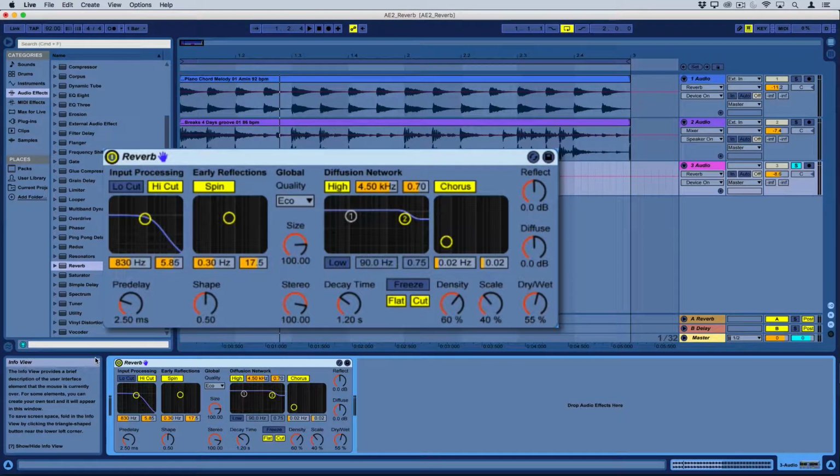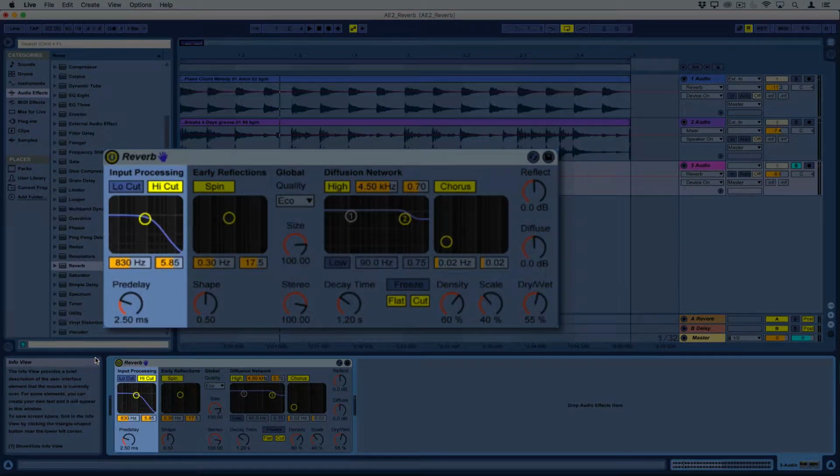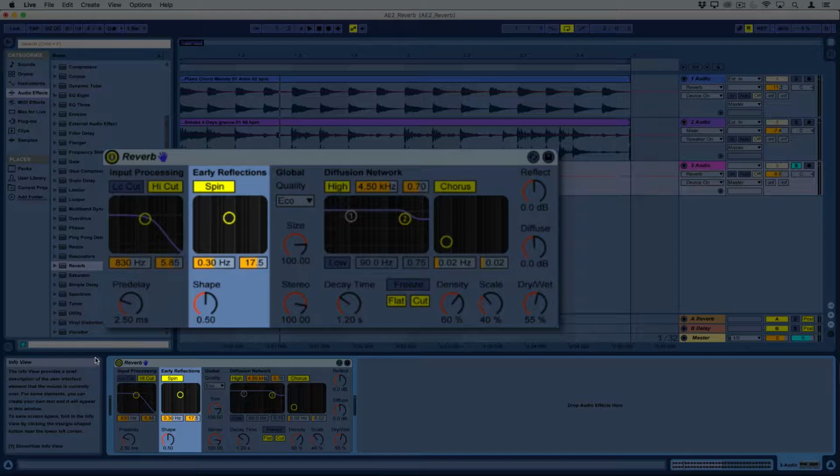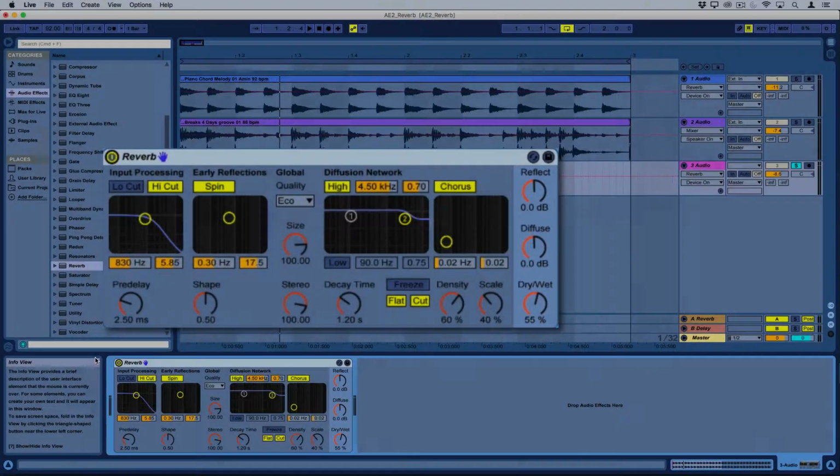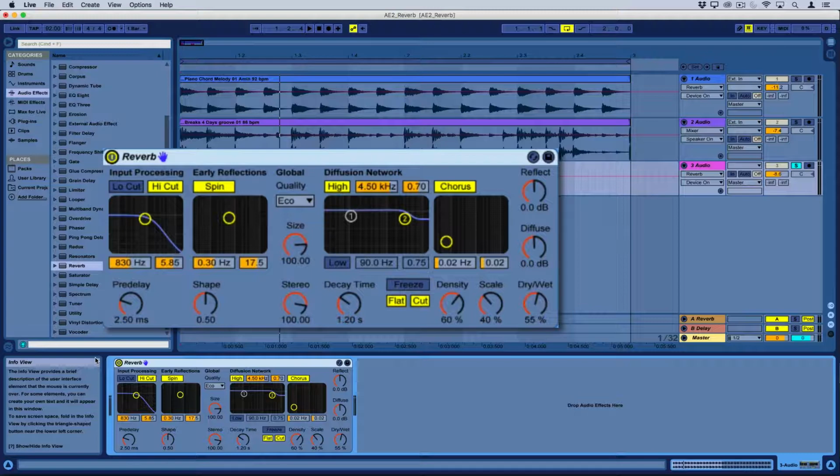Reverb is broken up into a few different sections: input processing, early reflections, global diffusion network, and the level controls. These all affect the reverb signal, not the original sound before the reverb hits.